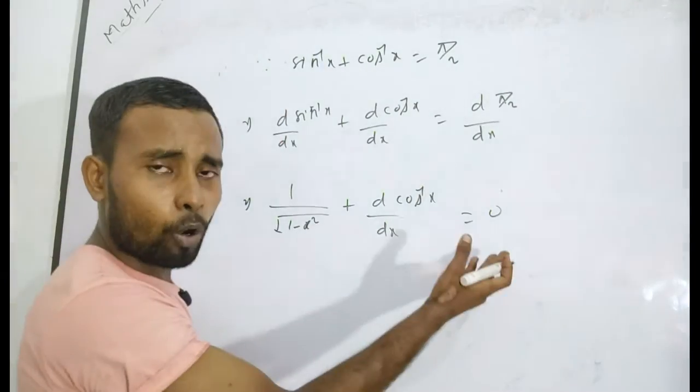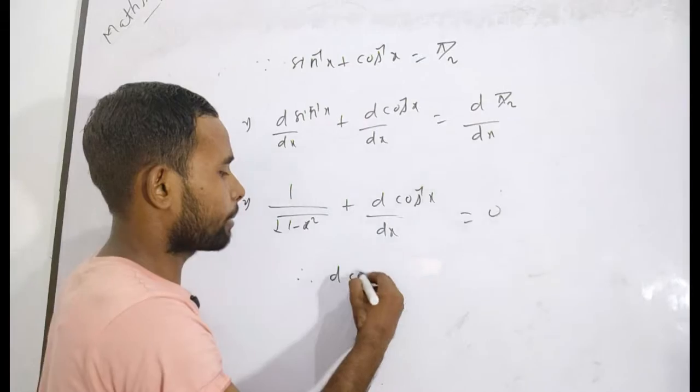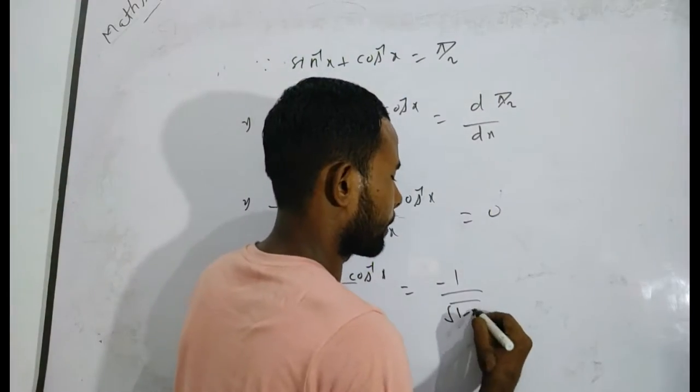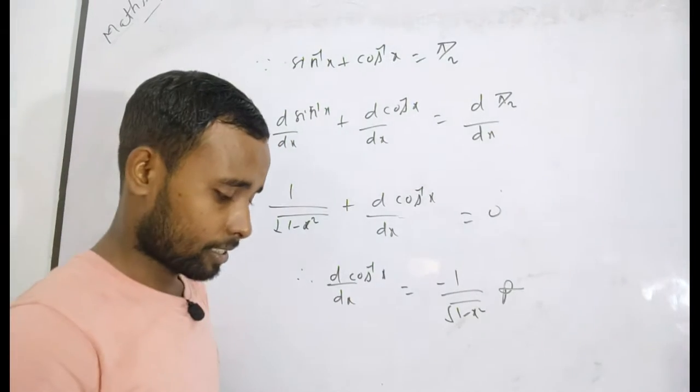Now, when it goes to the right side, it will be minus. So the derivative of cos inverse x with respect to x will be what? Minus 1 upon root under 1 minus x square. This is your correct answer. Have you understood?